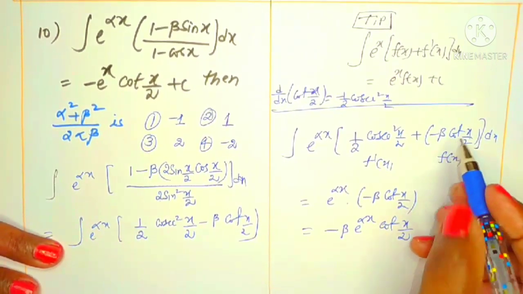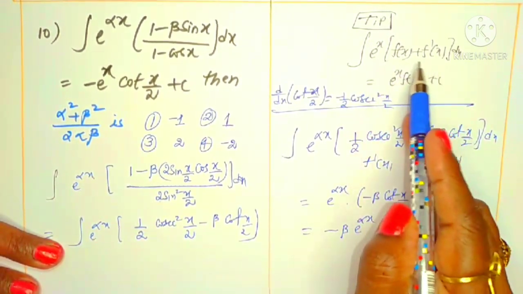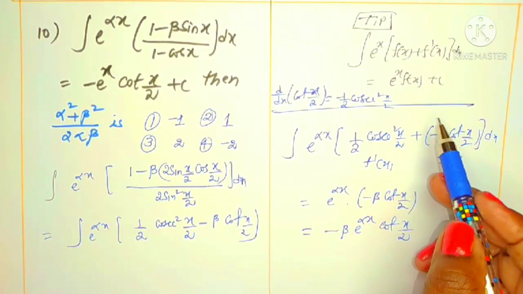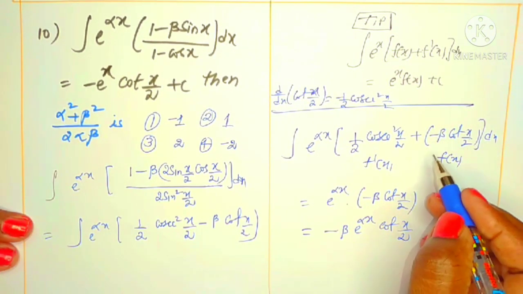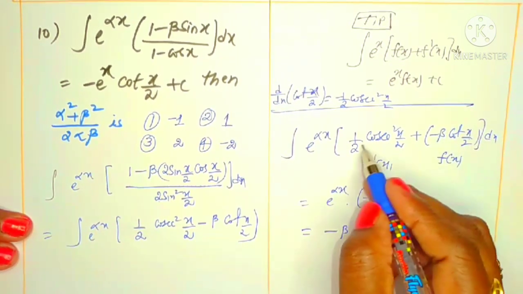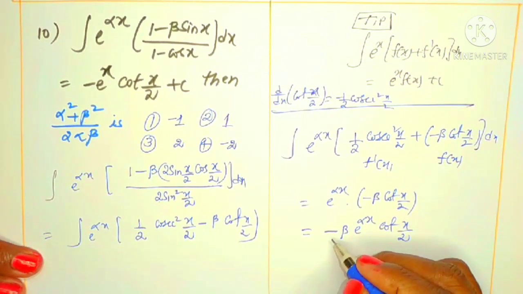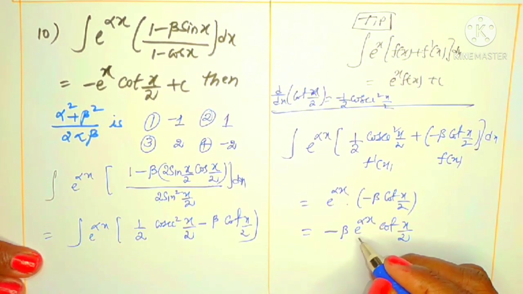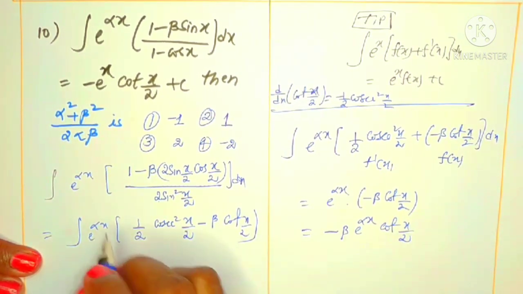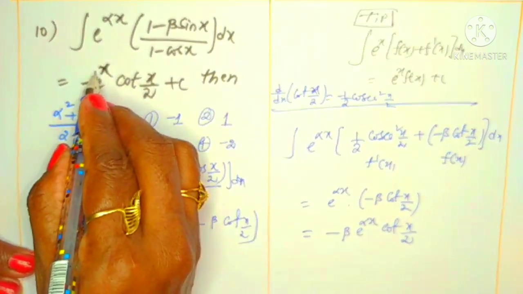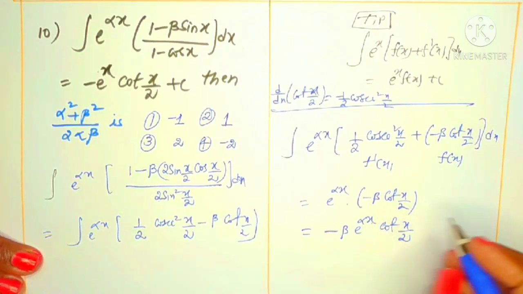Is it clear? Just consider this super tip. e power x of f of x plus f dash x is e power x f of x. In that form I wrote this. In place of f of x you can take this function, and f dash x is its derivative, because beta is a constant here. So we can write minus beta e power alpha x cot x by 2. Now compare with this one. e power alpha x, in place of alpha here 1 is there. Compare with RHS.